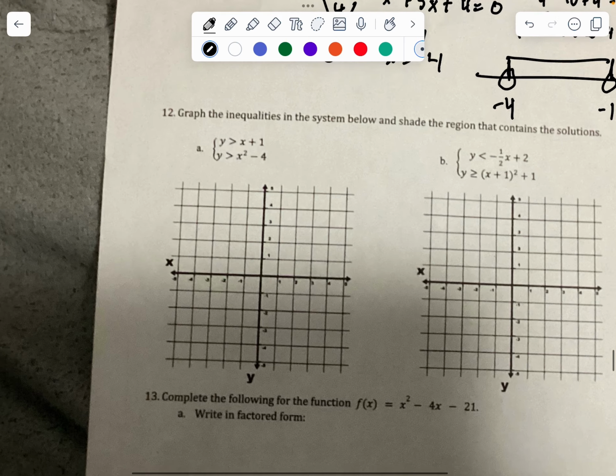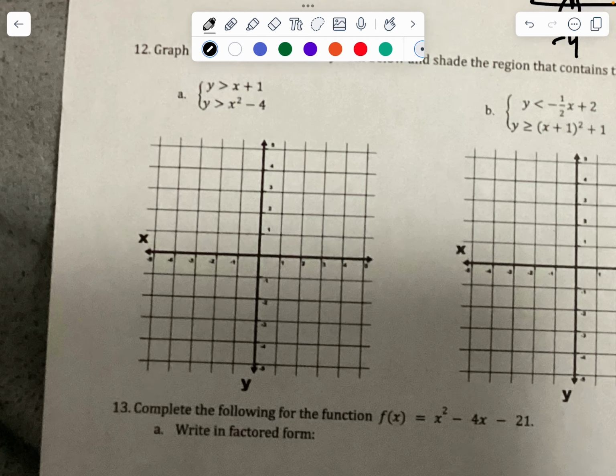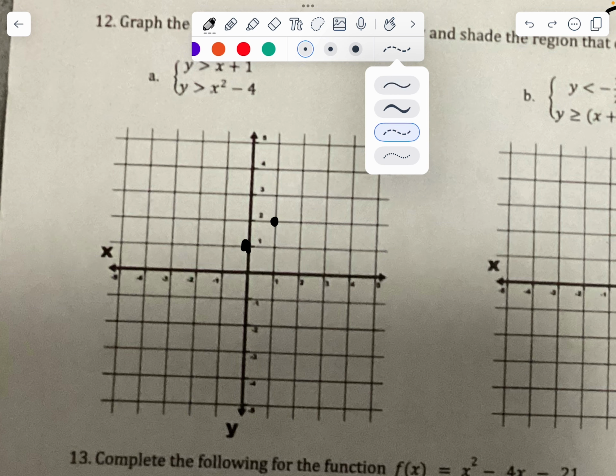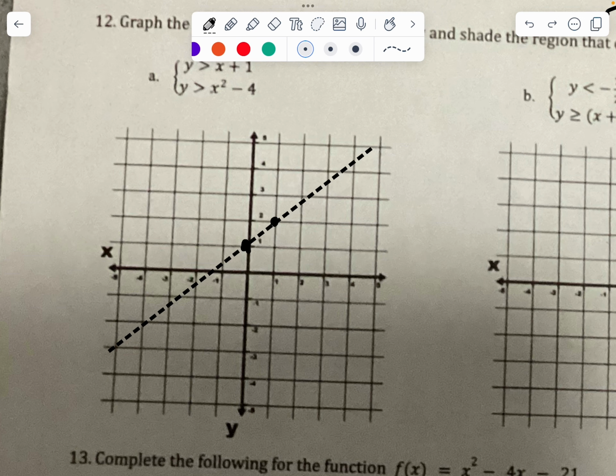Next one, graph the inequalities. Graph x plus 1. So you could do this. There we go. Boom. That's the graph of x plus 1 right there. Except it's not filled, so I gotta make a dashed line. It's gonna look more like that.